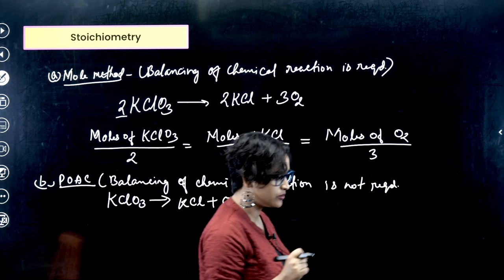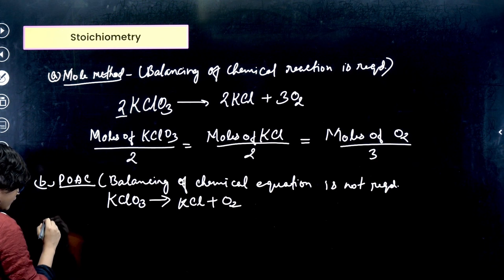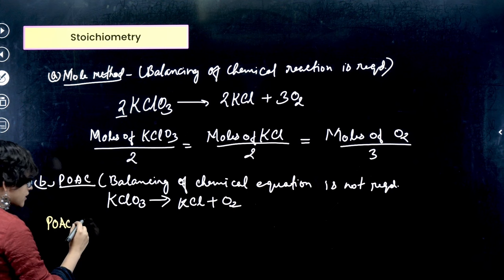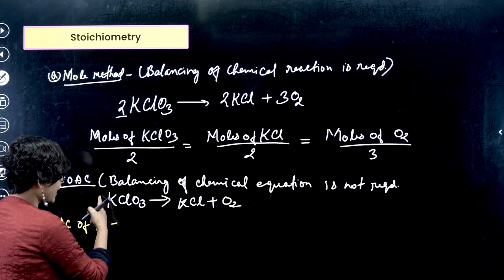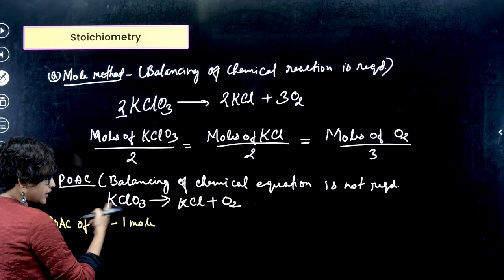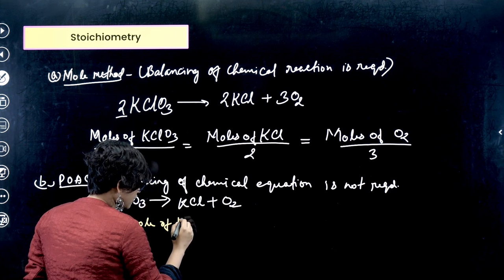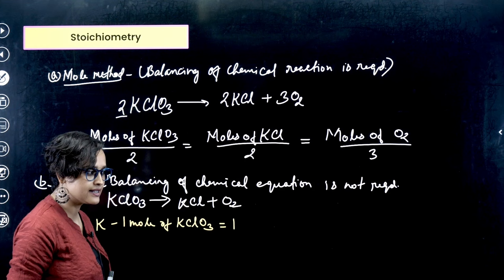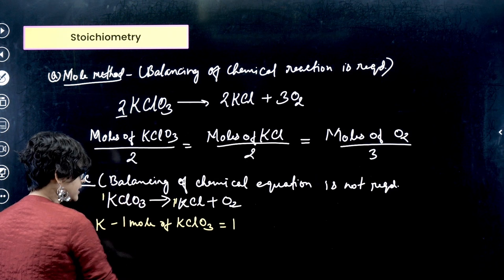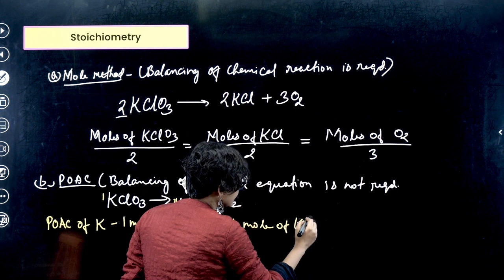What do we write? POAC of K. So POAC, that means principle of atom conservation of K. We will start with one element. POAC of K will be 1 mole of KClO3. The coefficient is 1 here, right? I'm not balancing. 1 mole of KClO3 is equal to 1 mole of KCl. Makes sense? See, here also 1, here also 1. Both the sides. So this will be 1 mole of KCl. Correct? Got it? Great.